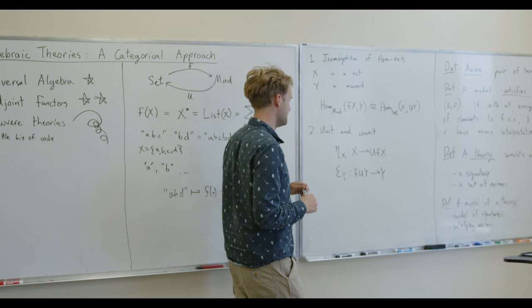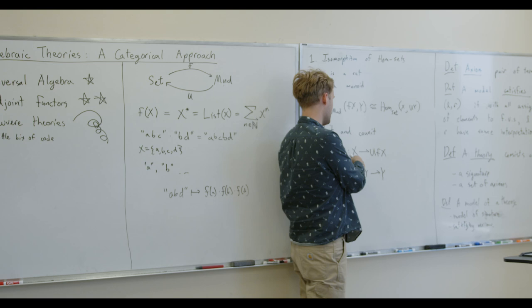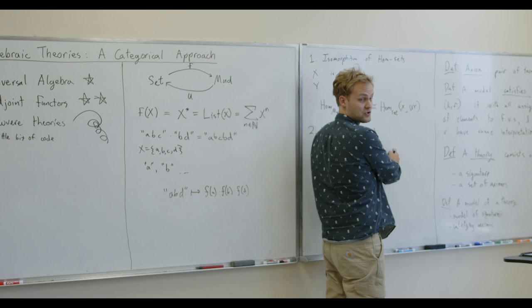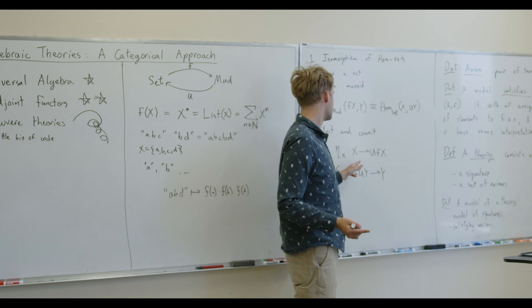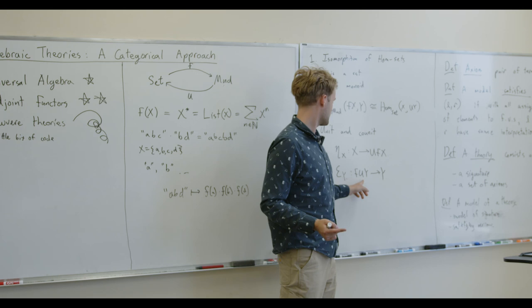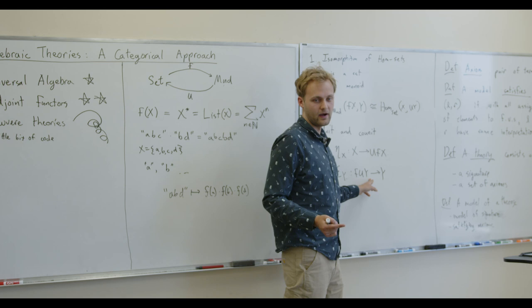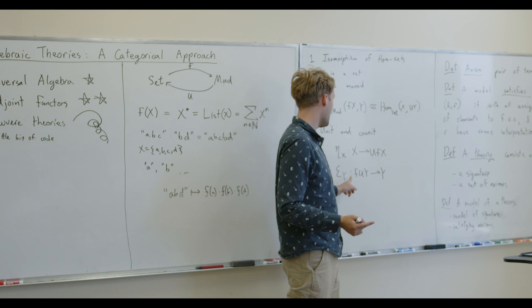Well, here we send an element of X to the singleton string, because F of X is the monoid of strings. U of F of X is just the underlying set there. So we can send an element of X to the singleton string. On the other hand, here we have a string of elements of Y, and we need to send that to somewhere in Y. Well, Y is a monoid, so we can just take this string and multiply them all together.